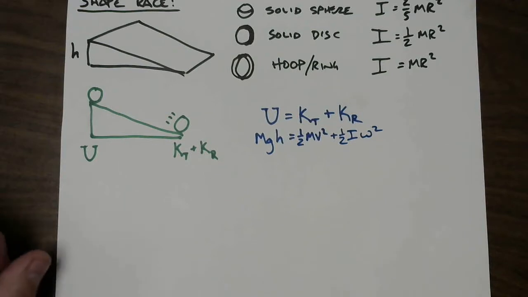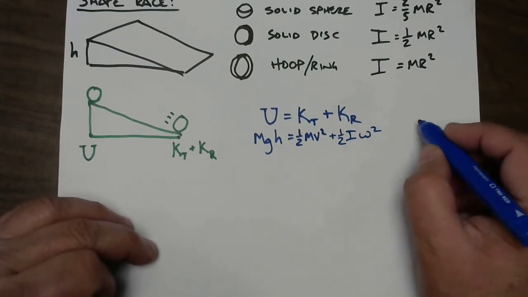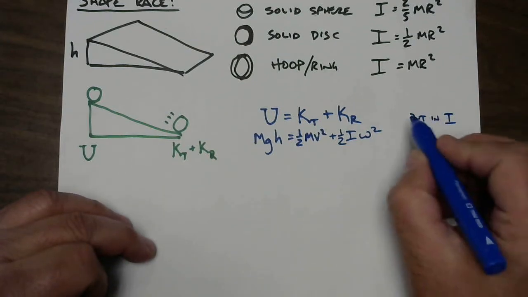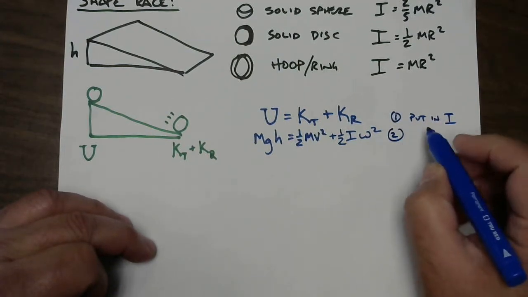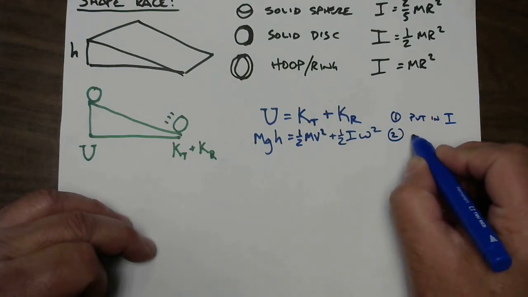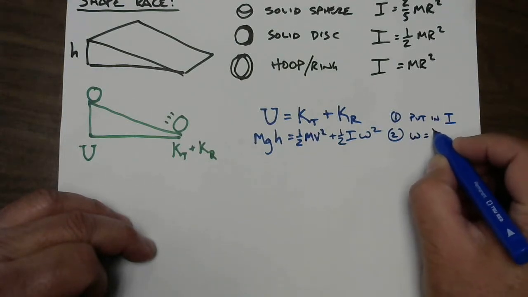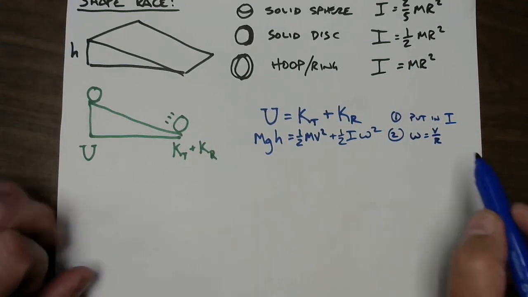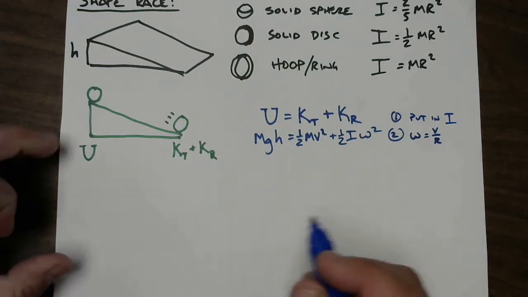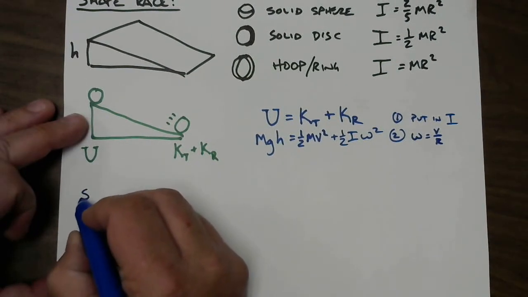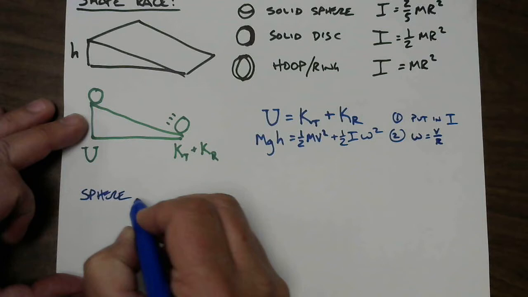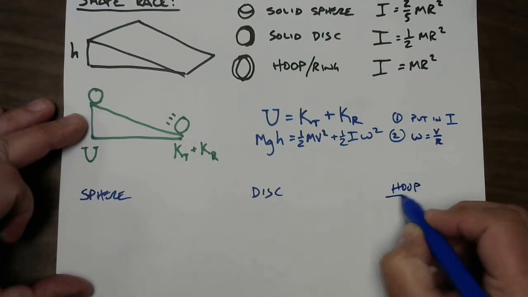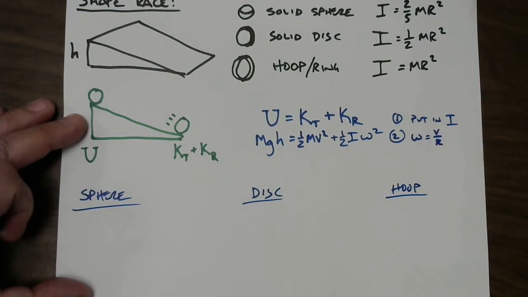Now we're going to do two things here for each of these. First off, we're going to put in the appropriate I for each shape. And number two, we're going to substitute for omega, we're going to put in V over R, because if it's rolling without slipping, this is the relationship between omega and V. So let's do all of our shapes here: the sphere, the disk, and the hoop.